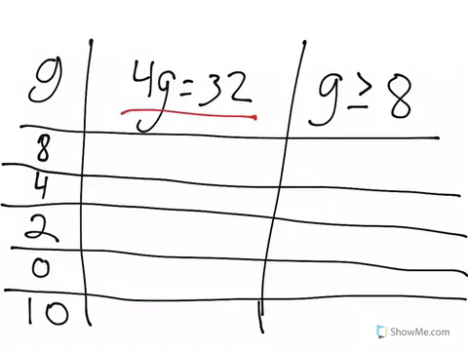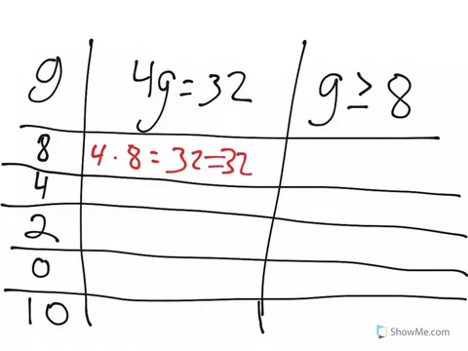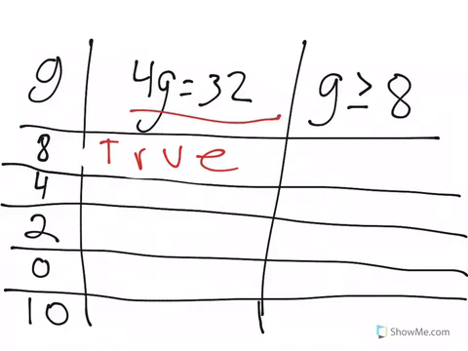Here we have 4g, which is 4 times g, equals 32. So if we say g is 8, that means 4 times 8 equals 32. 4 times 8 is 32, so we end up with 32 equals 32, and that is indeed true. They are equal, right? If we said 4g equals 32 and g equals 4, 4 times 4 is 16, 16 equals 32, and that's not true. That is false.